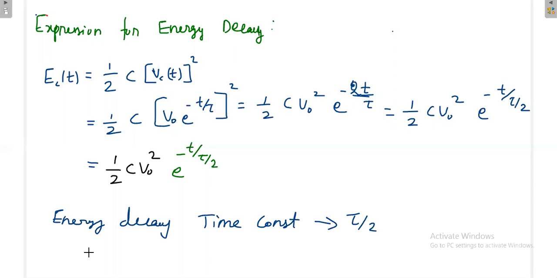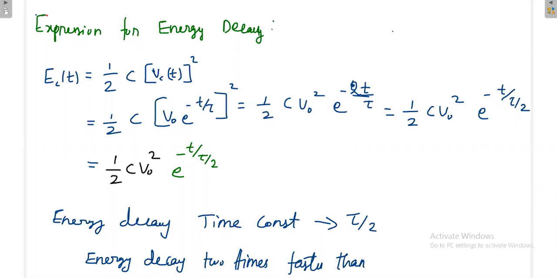So the energy decay is 2 times faster than the voltage or current decay. Okay, so energy will decay very fast. Lastly, I'll take an example and show you how the energy, voltage and current all decay. Next, the expression for charge.